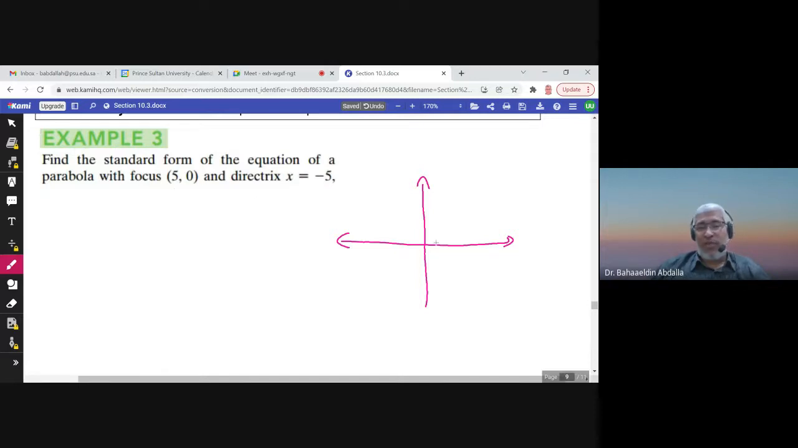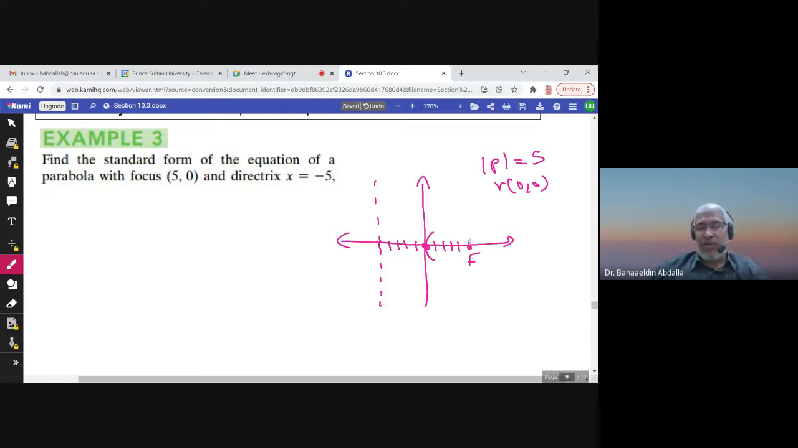The focus is 5, 0. So this is the focus. What do I get from here immediately? That the absolute value of p is 5. And the directrix has the equation x equals negative 5. So this is the directrix. So it's clear to me that the vertex is 0, 0, and that the absolute value of p is 5, and that the vertex is here and the graph opens to the right.